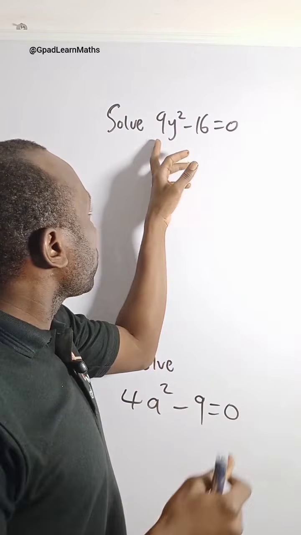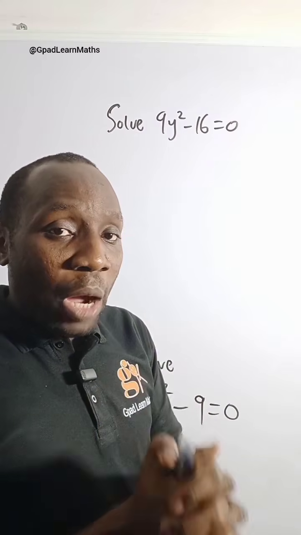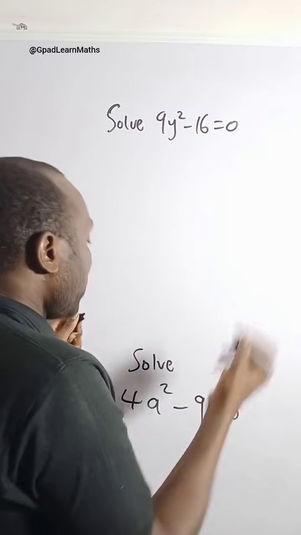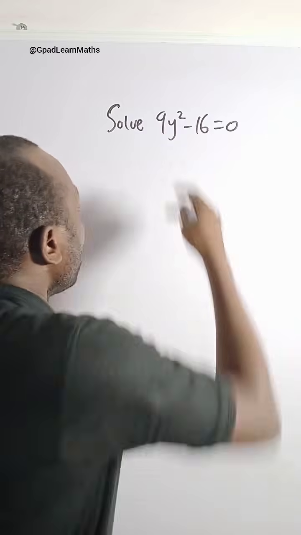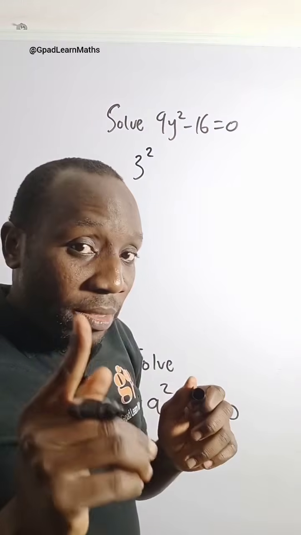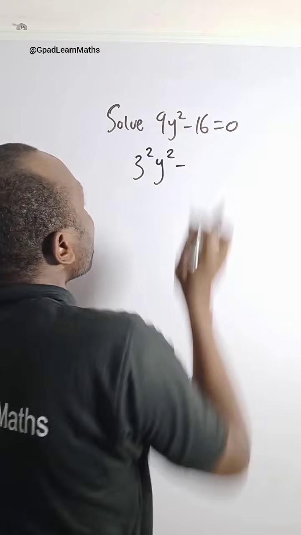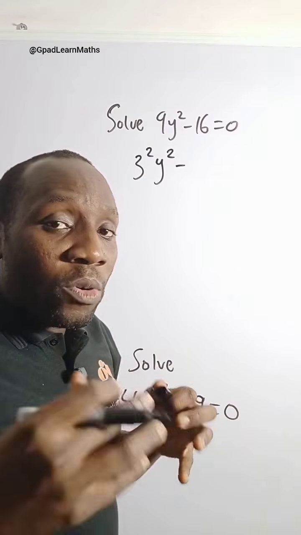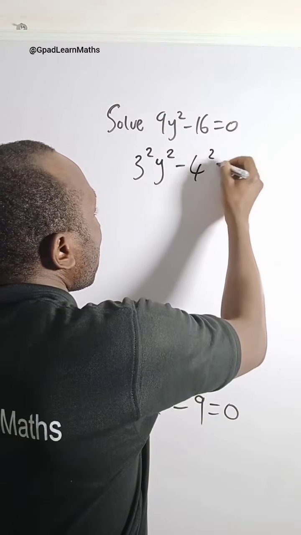We can bring in square from 9 and from 16. 9 can be expressed as a power of 3. 9 is equal to what? 3 raised to power 2, because 3 raised to power 2 is 9. So I'm going to write 9 as 3 raised to power 2 because I want to use difference of two squares. Then y squared minus, what about 16? 16 is what? 4 raised to the power of 2, because 4 times 4 is 16.